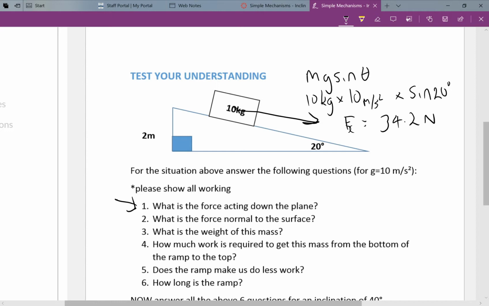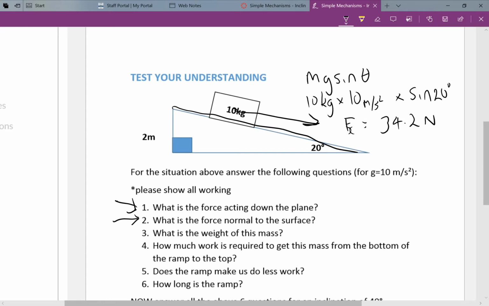Then they're asking for what is the force normal to the surface. Now I meant to the surface of the ramp, and I had to explain that in class, so I didn't really give you a good explanation in the question, but this is the surface we're talking about, and normal means the force that's acting in this case either straight down or straight up at 90 degrees. Okay, 90 degrees to that ramp.